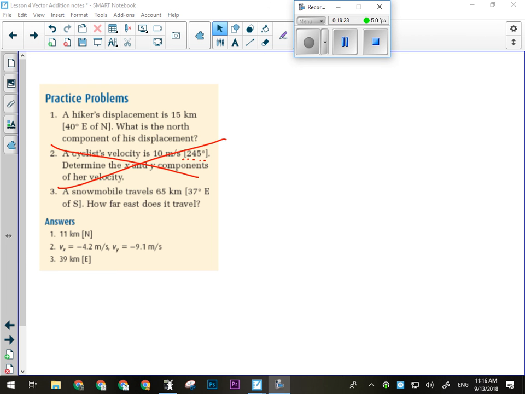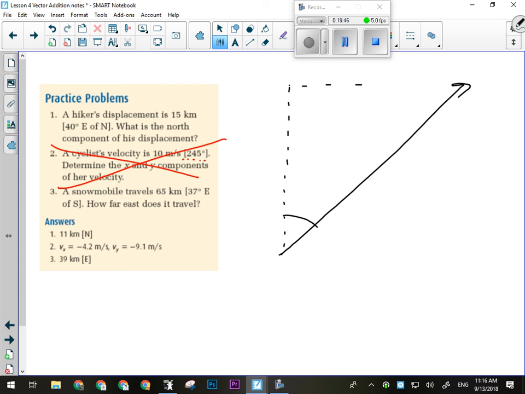In order to do number 1, we just need to draw it. It's a single vector, and they only want to know what's the north component of this person's displacement. So it's 15 kilometers long, and it's angled 40 degrees east of north. So I draw my reference line to the north because that's where the angle is measured from. I go 40 degrees east of that and draw my triangle. This side's 15 kilometers. This angle is 40 degrees east of north. And I am looking for this side.